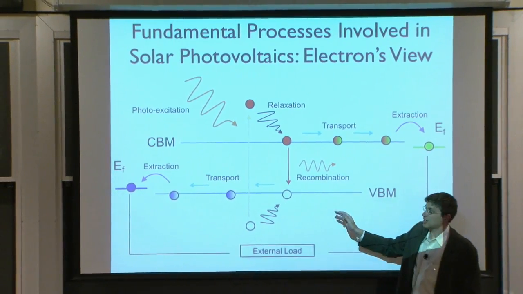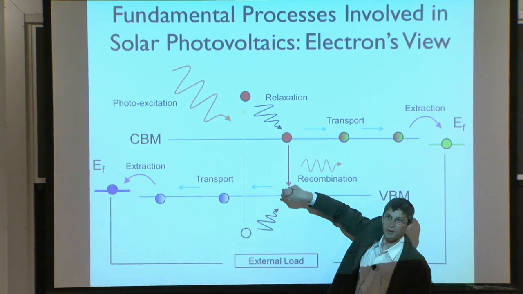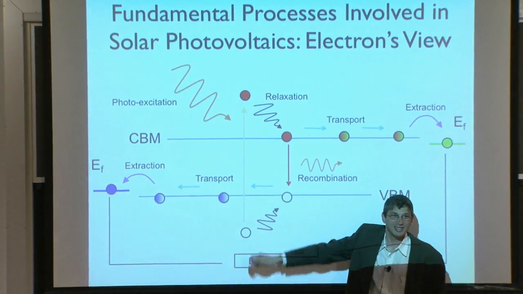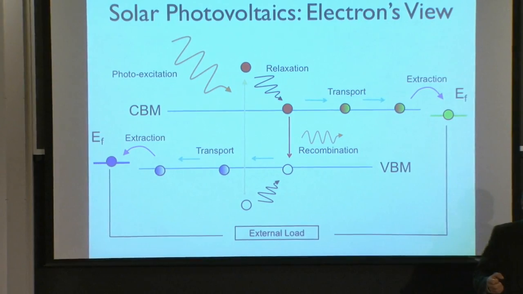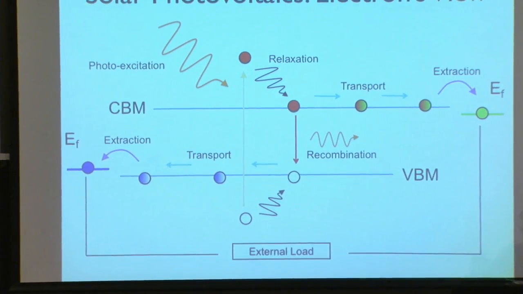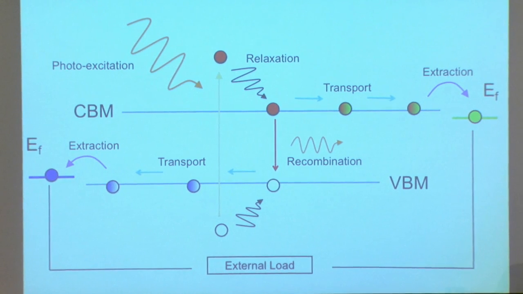If it's a certain kind of solar cell, it can actually recombine with the hole, which we really don't want. See, in some materials, like in silicon, the electron and the hole really don't like each other much.